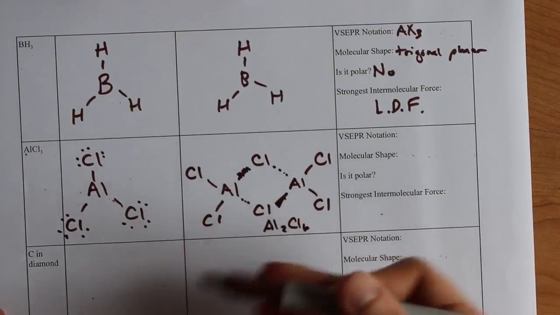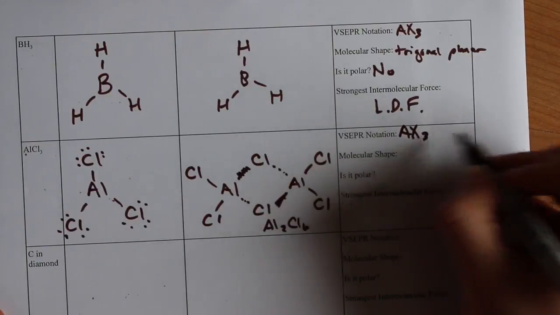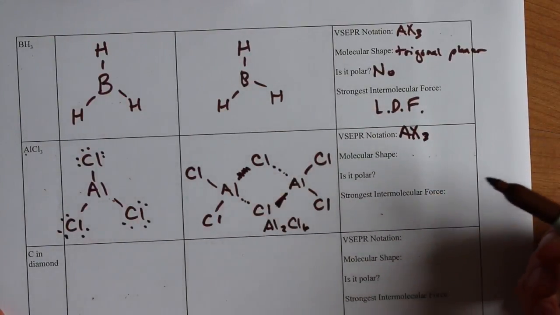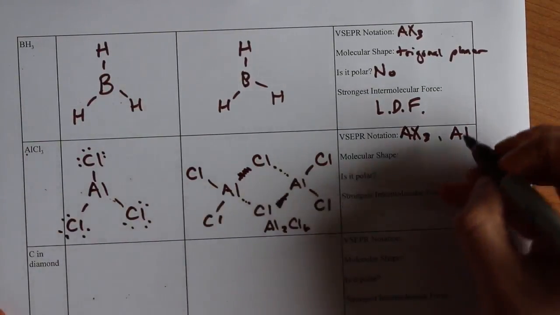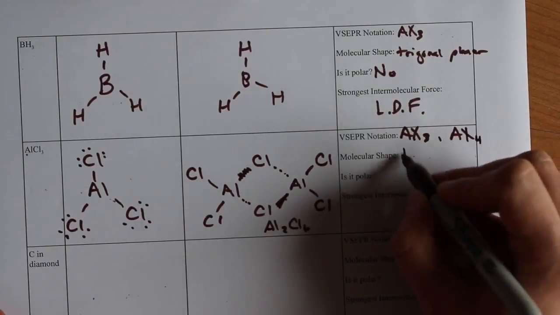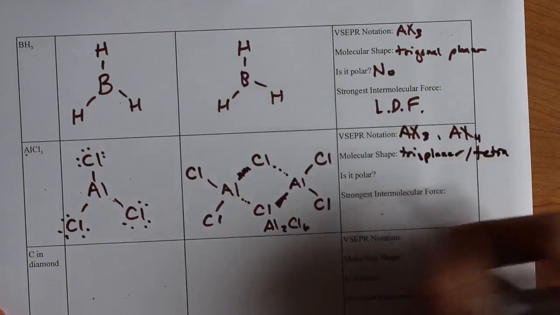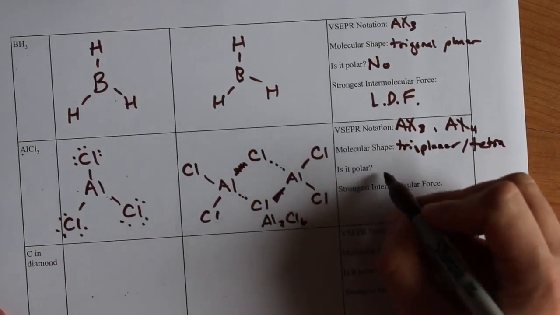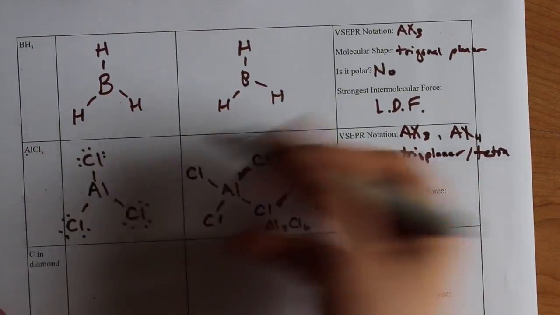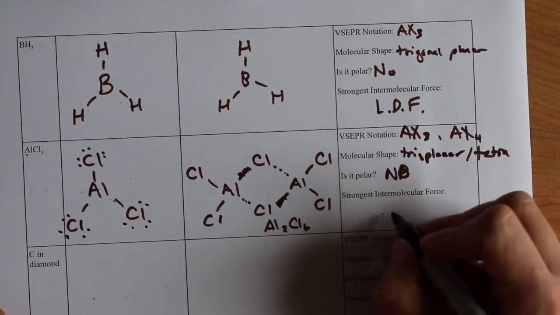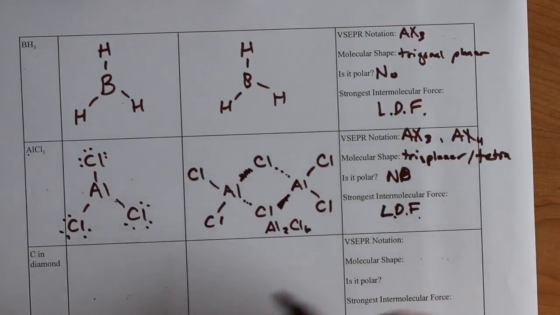Whichever one of these your teacher actually cares about tells you which one. Like, does your teacher actually expect you to know that it's Al2Cl6? Probably not until university, at least here in Ontario. But it's either going to be AX3 or AX4. That's trigonal planar or tetrahedral. In both cases, you have a non-polar molecule. No, it is not polar because all of the chlorines are symmetrically distributed here. And so the strongest intermolecular force is a London dispersion force.